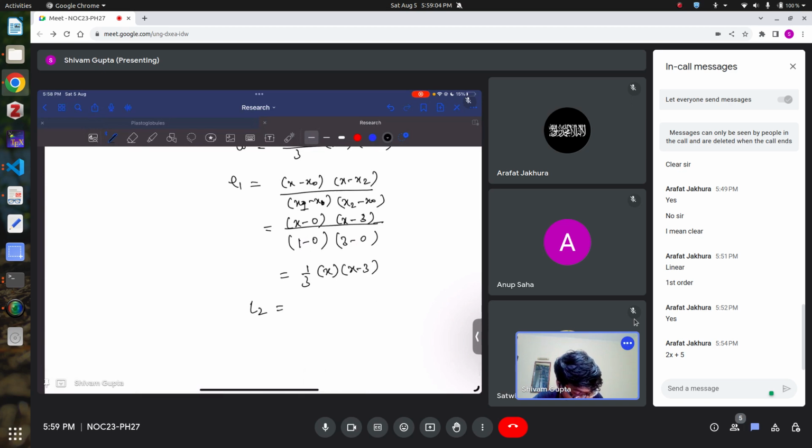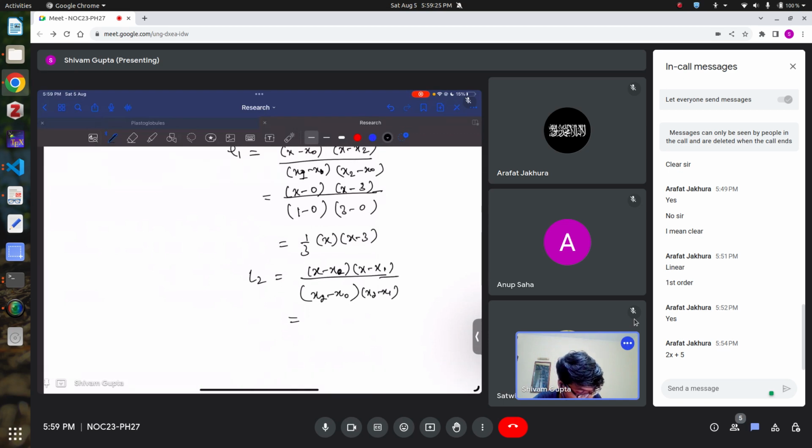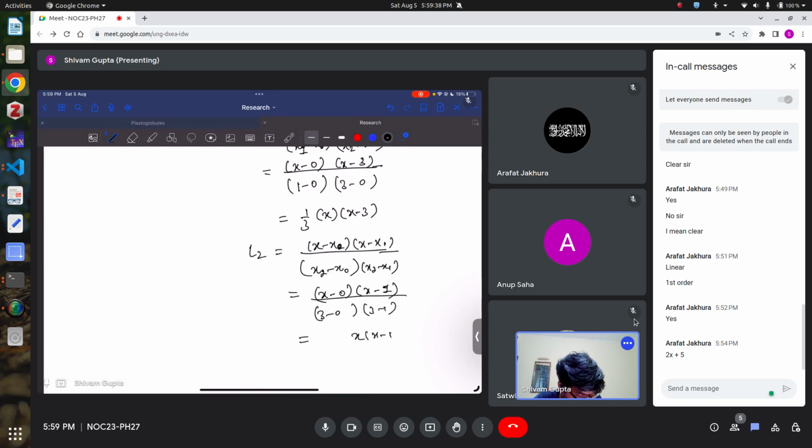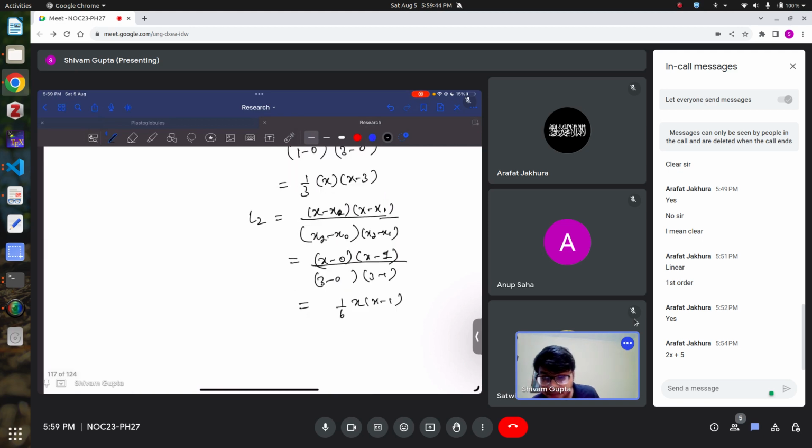And what is L2? x minus x naught, x minus x1, x2 minus x naught, x2 minus x1. So it comes out to be 3 minus 0, 3 minus 1. Is it correct now? Anyone?